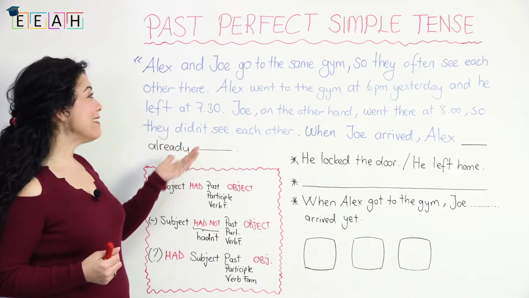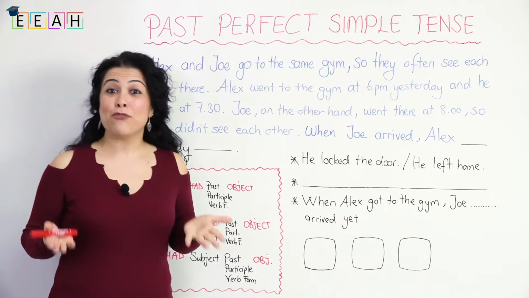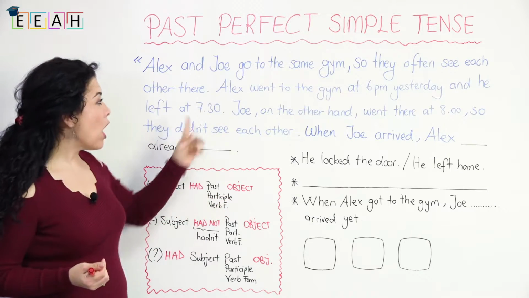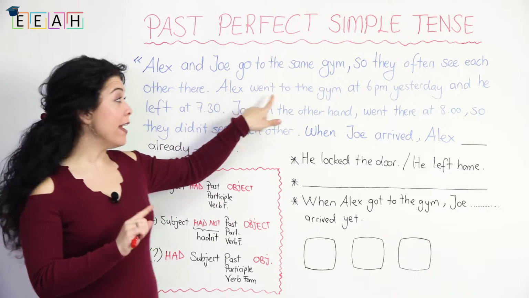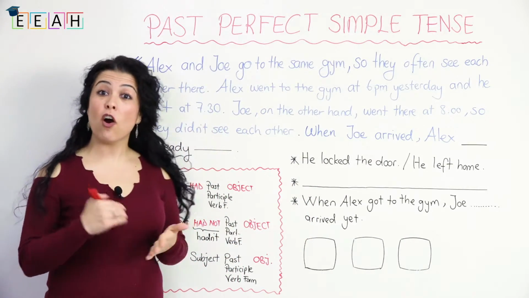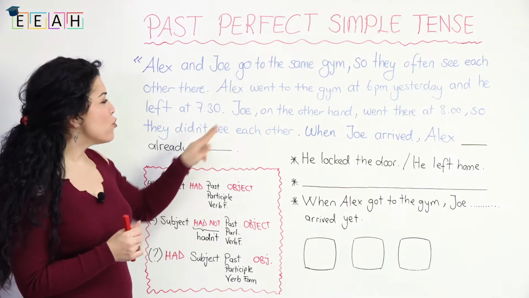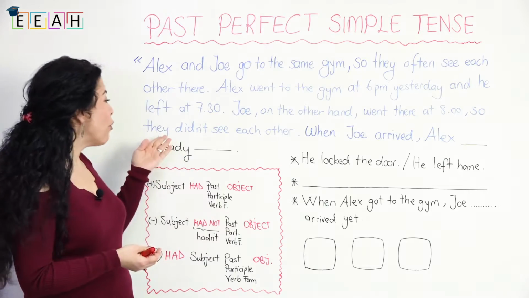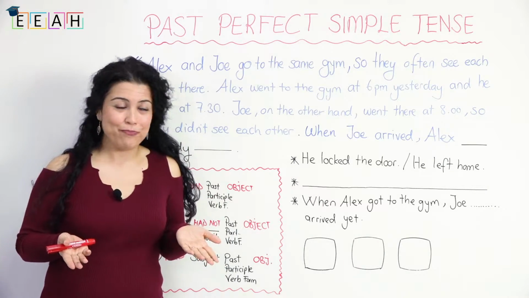Well, Alex and Joe go to the same gym, so they often see each other there. Alex went there at 6 p.m. yesterday and he left at 7:30. Joe, on the other hand, went there at 8 o'clock, so they didn't see each other.